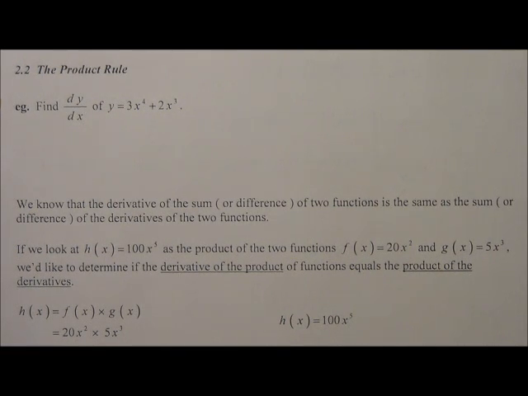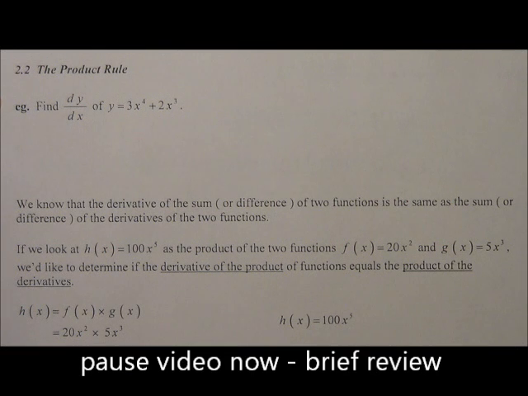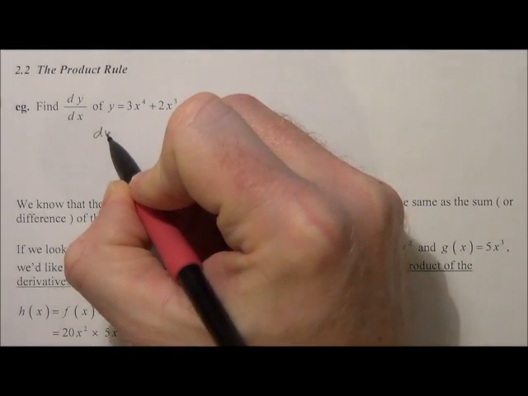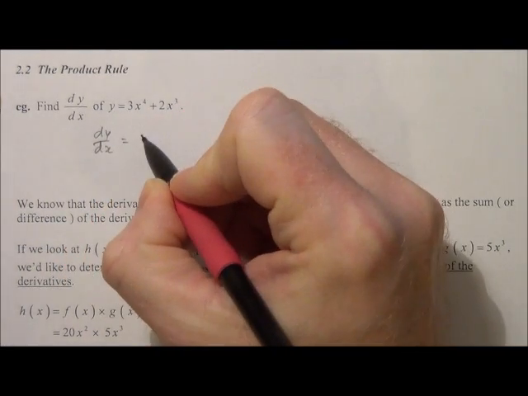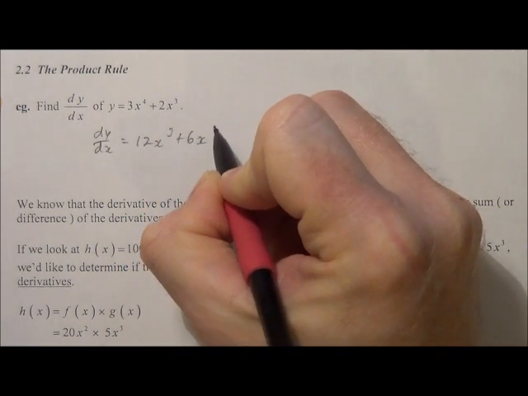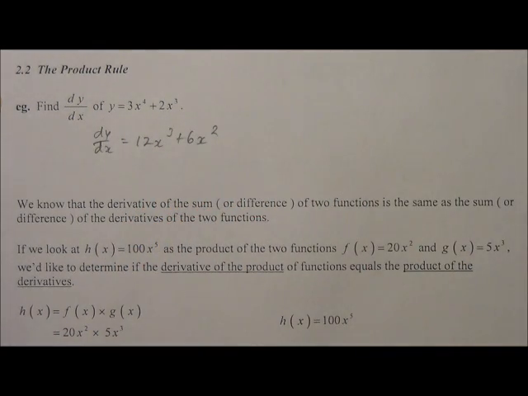Okay, so let's start out by taking the derivative of this first example, y equals 3x to the power 4 plus 2x cubed. Pause the video please and go ahead and do that. So by using the power rule, we see that dy by dx is 12x cubed plus 6x squared.